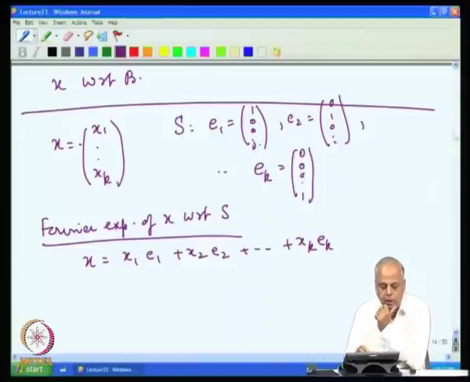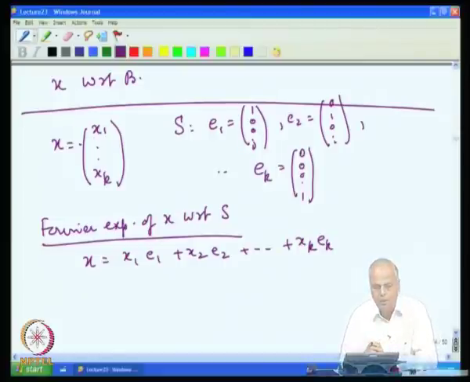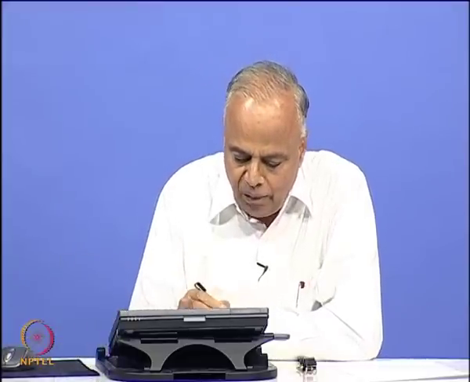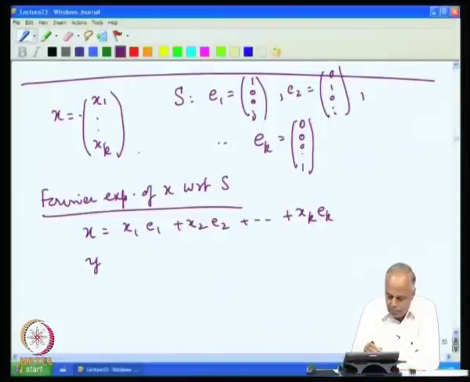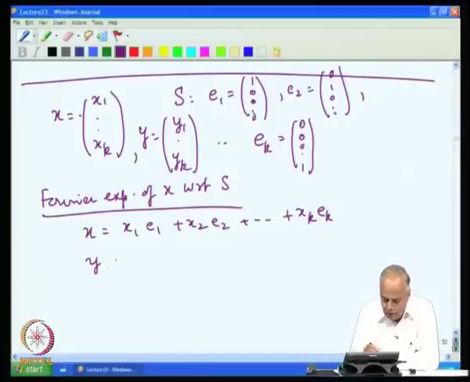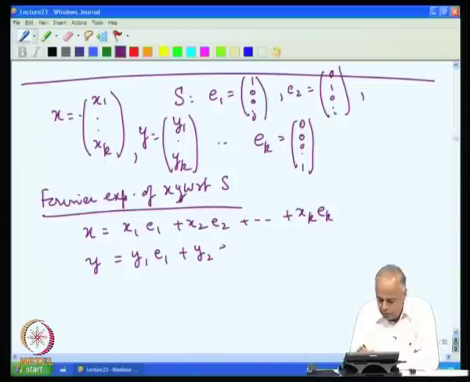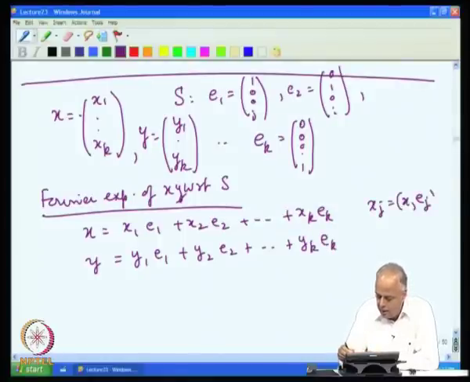Because x comma E 1, the dot product of x and E 1, picks up only the first coordinate, the dot product of x and E 2 picks up the second coefficient, and so on and so forth. And therefore, we have the Fourier expansion of x with respect to this basis. And similarly, if I take a vector y which is y 1, y 2, y k, then the Fourier expansion of y will be y 1 E 1 plus y 2 E 2 plus y k E k, where x j is equal to x comma E j and y j is equal to y comma E j.